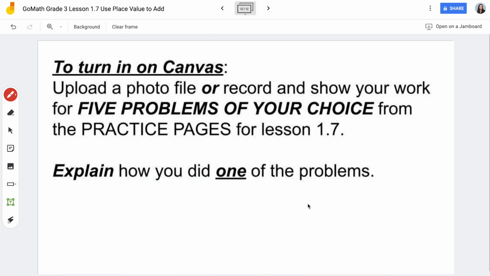Now, I look forward to seeing which 5 from the practice book pages you chose. If you did challenge yourself and do any of the problems 12 through 18, please feel free to show those as well. I would love to see the challenge that you did for yourself. And thank you for working with us with math. And if you come to the live session, I look forward to seeing you.